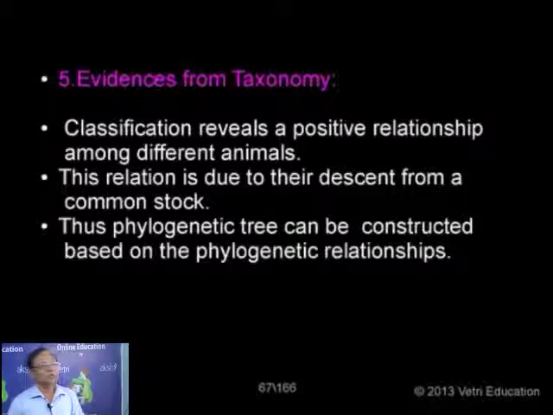The evolutionary tree can be constructed based on the phylogenetic relationship, meaning the evolutionary relationship, from simple to complex, from protozoans to human beings. So they have been descended and formed from a common ancestor. So there is evidence supporting organic evolution from classification or taxonomy, because from the relationship or affinity between different groups of organisms, one can understand that we have been descended from a common ancestor.